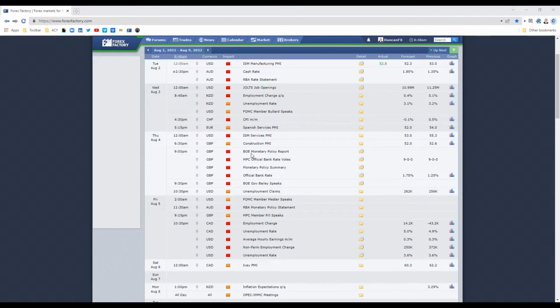We've got the Bank of England monetary policy report, the bank vote, policy summary, and the official bank rate, expecting a 50 basis point rise. So it'll be very volatile, I'm sure, at that time. 9:30 PM we've got the Bank of England Governor Bailey speaking, and then some minor US items.